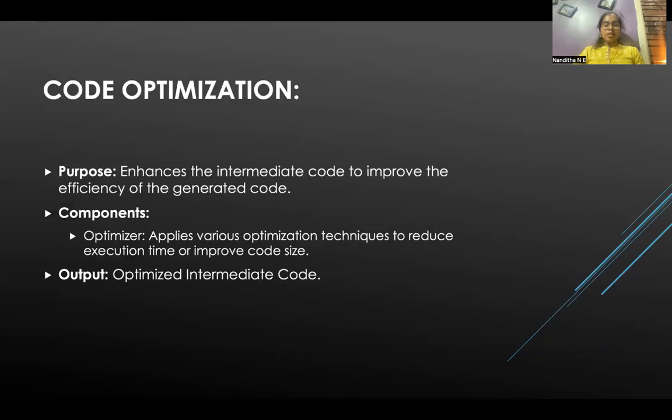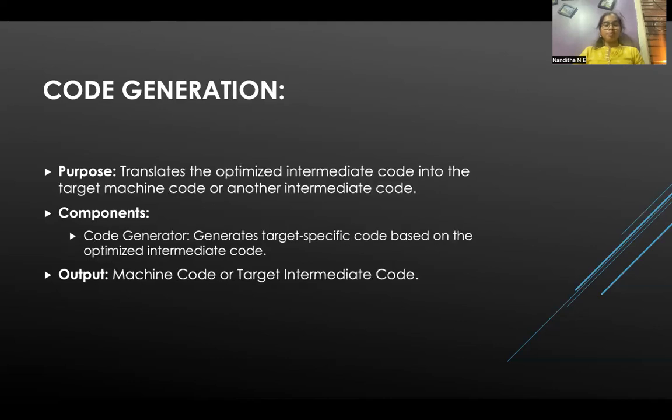Code optimization. The purpose of code optimization is to enhance the intermediate code to improve the efficiency of the generated code. Components of code optimization are the optimizer, which applies various optimization techniques to reduce execution time or improve code size. The output of code optimization is optimized intermediate code.